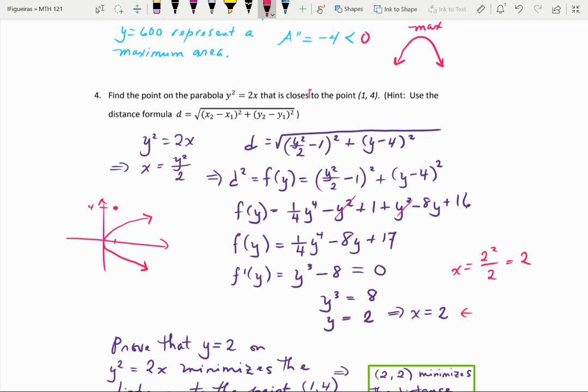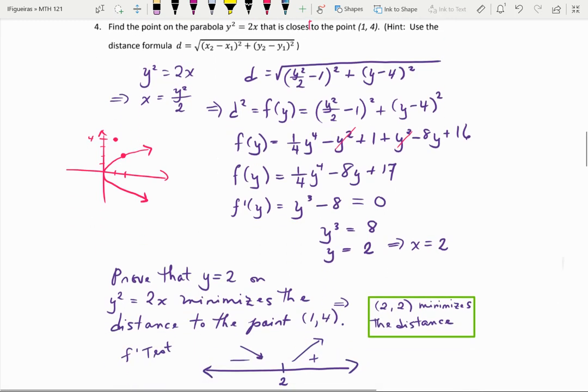So that's the point that we are assuming is on the graph that is closest to (1, 4). And remember, this graph that I drew here on the left is not super accurate. It was just kind of thrown together, but it looks like a pretty good guess that my (2, 2) is probably the closest point to (1, 4), but we have to prove it.